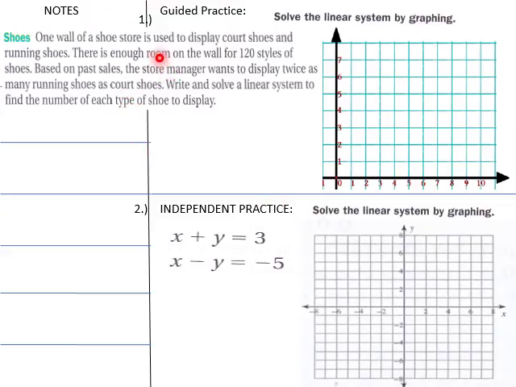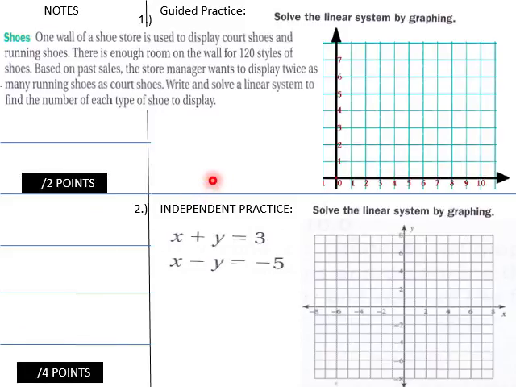Into our first guided practice here. One wall of a shoe store is used to display court shoes and running shoes. There's enough room on the wall for 120 styles of shoes. Based on past sales, the store manager wants to display twice as many running shoes as court shoes. Write and solve a linear system to find the number of each type of shoe to display. We're going to do this guided practice, students. This one's on you. Solve this linear system by graphing.